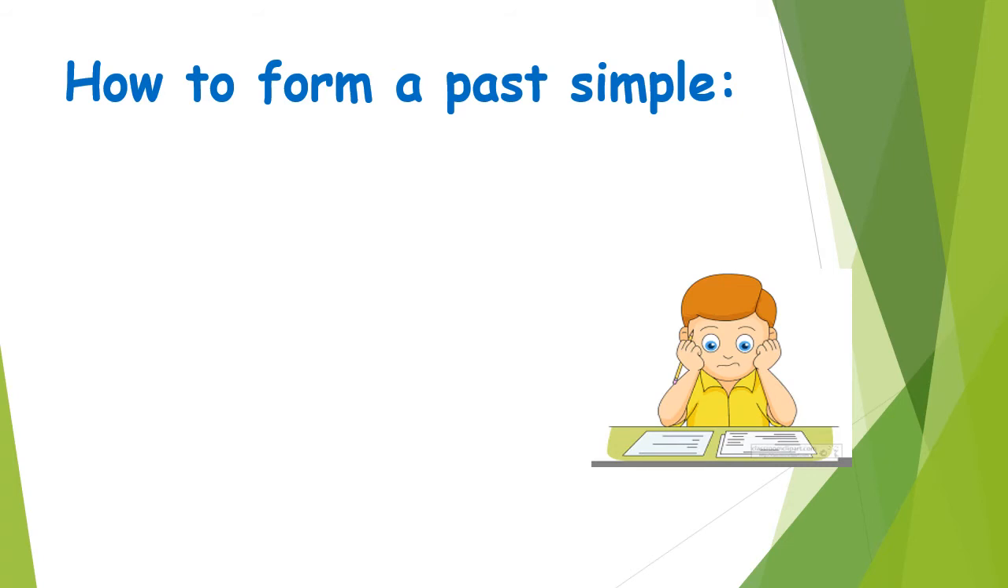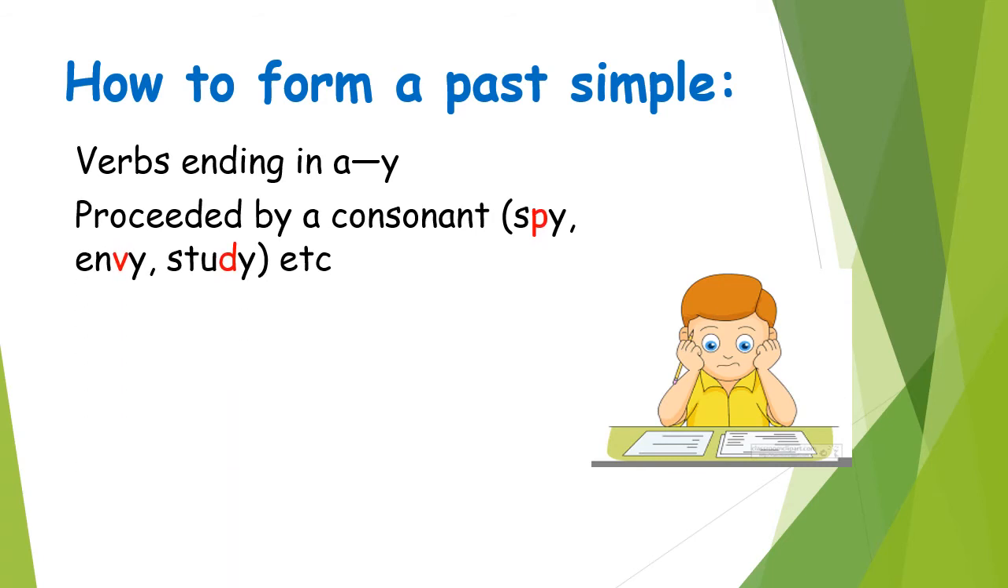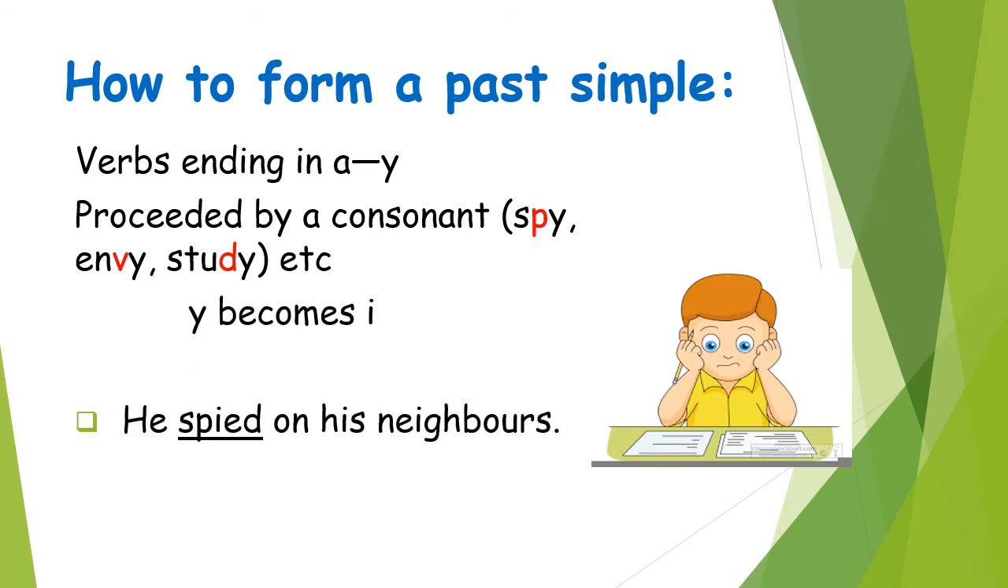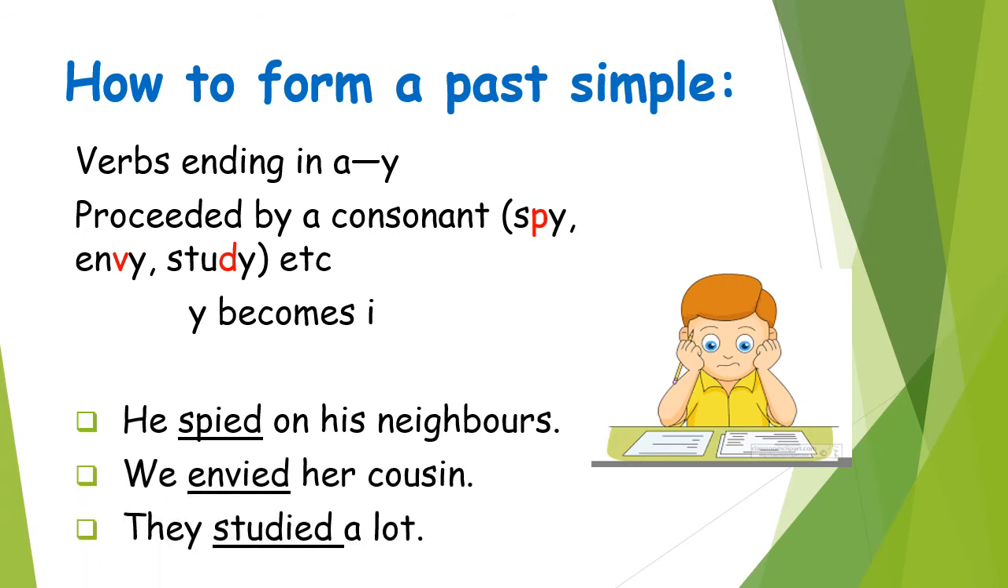Let's see how to form a past simple tense for the verbs which are ending with y, and especially when they're preceded by a consonant, for example, P, V, and D in spy, envy, and study. The y becomes i. He spied on his neighbors. We envied her cousin. They studied a lot.